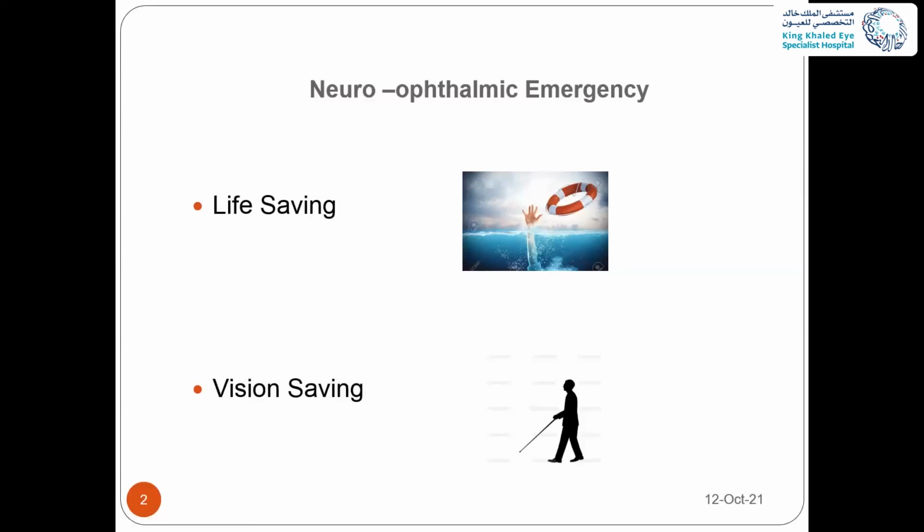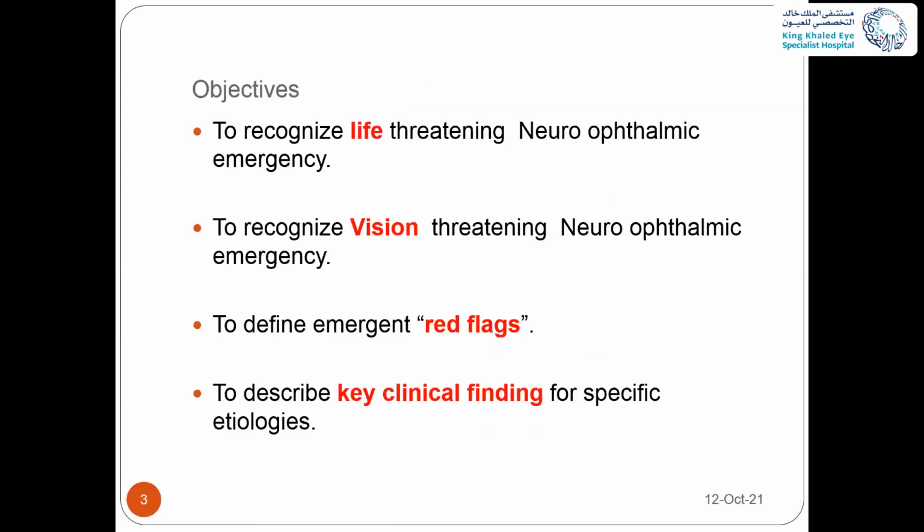A neuro-ophthalmic emergency is either life-saving or vision-saving. So this is the most important thing for us to be able to recognize in a timely manner, to save life or save vision. The objective of our discussion is to recognize life-threatening neuro-ophthalmic emergencies, to recognize vision-threatening neuro-ophthalmic emergencies, to define red flags, and to describe the clinical findings for specific etiologies. So this is our objective for our lecture today.